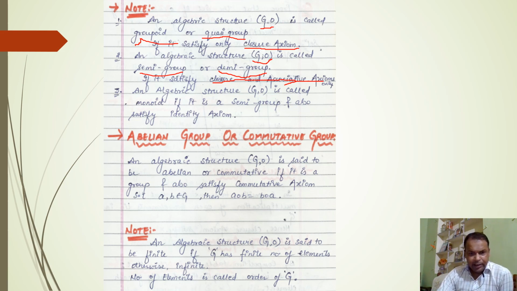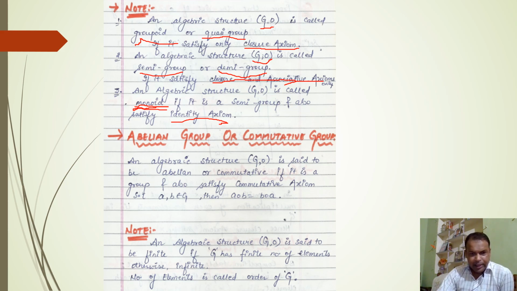And if it also satisfies identity axiom, it means it is having three properties. First is closure, second is associativity, and third is identity. Here it is not satisfying inverse property. So in this situation we say that our structure is a monoid. So these are some types of groups.